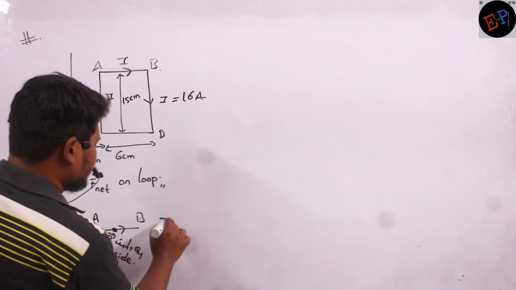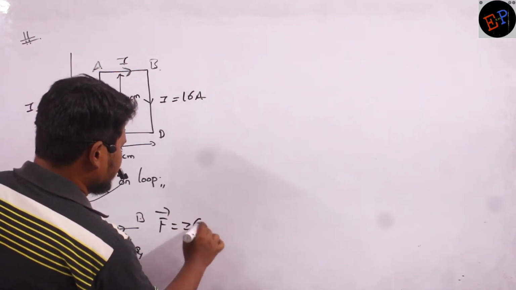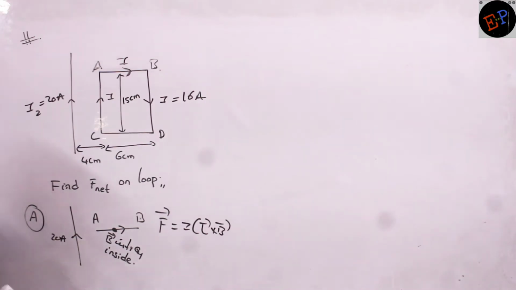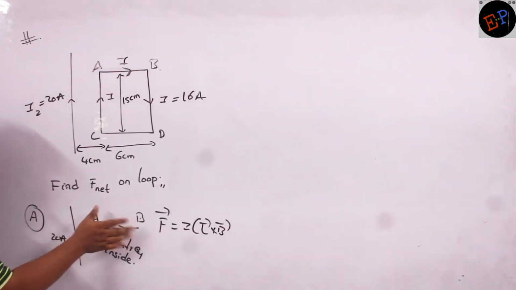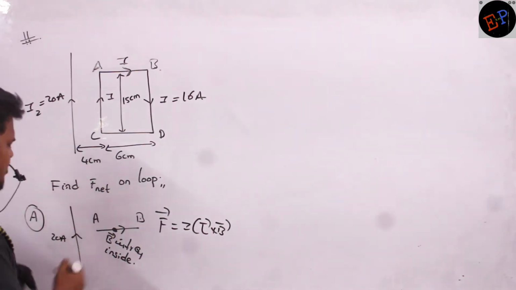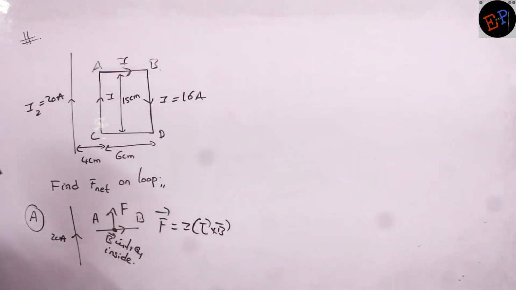Yes. So F dash is equal to I into L dash cross B dash, the force experienced by a current carrying conductor when it is placed in a magnetic field. So L dash, this is the direction of current. B dash is inside. Force is in which direction? Upward force. This is the force experienced. Clear?